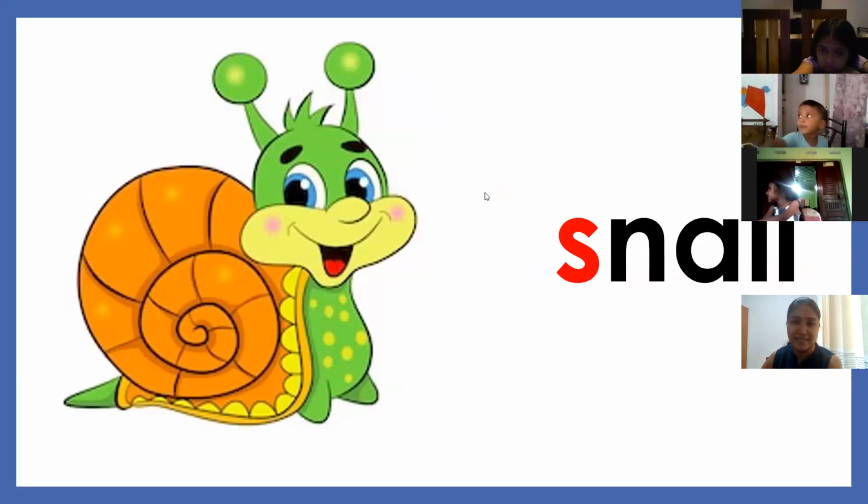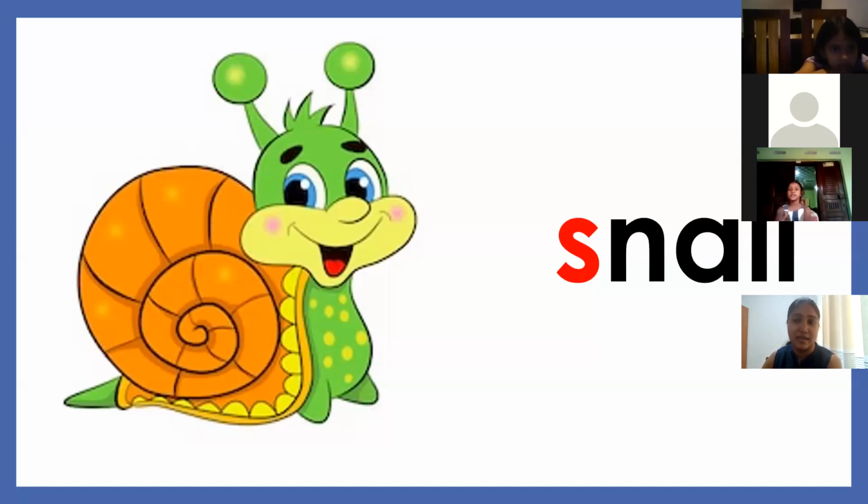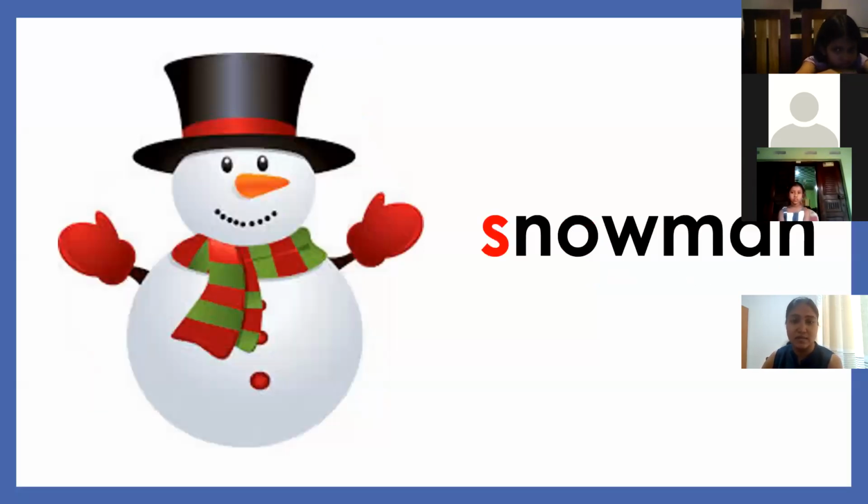Then next one. Who is this? How do we call this one? This is a snail. Who is this, Putala? Snail. How do we call this animal? Snail. Very good. Well done. Snail starts with the sound. Next one.